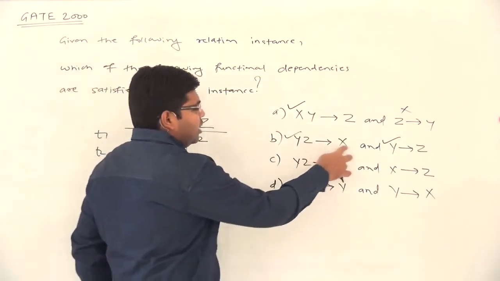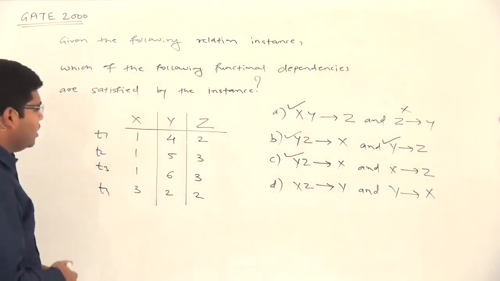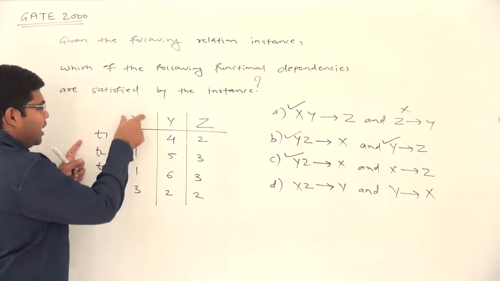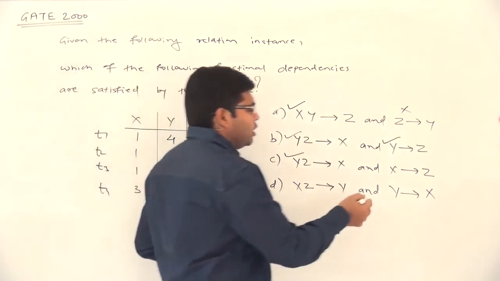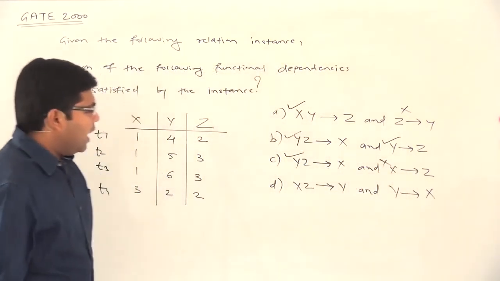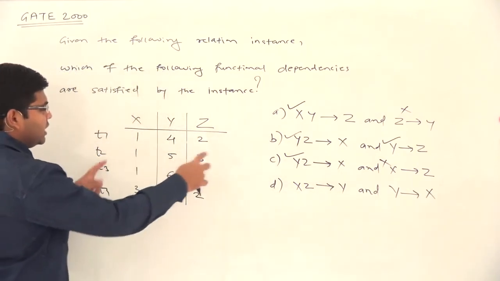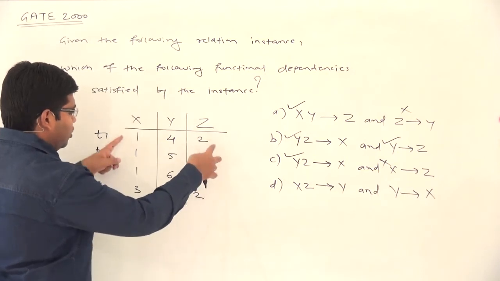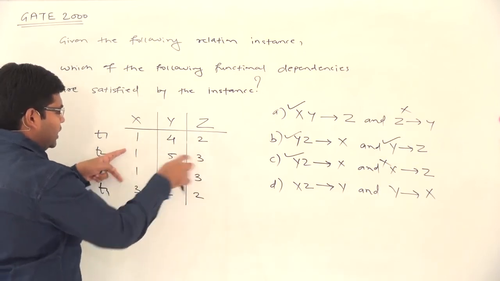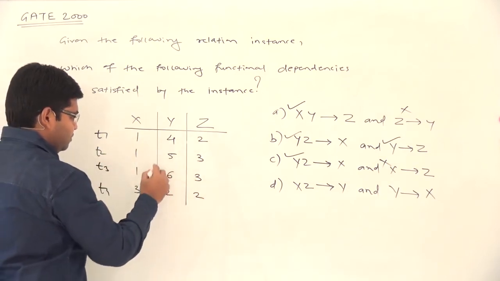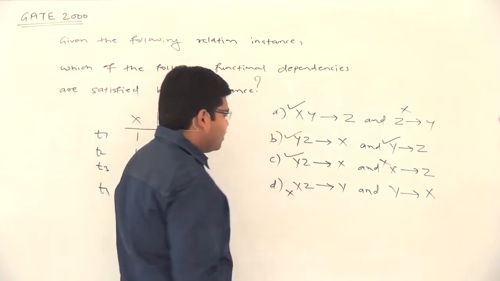Again YZ determines X; we have already checked, it's a valid FD. Let's check X determines Z. Here T1, T2 and T3 agree on the value of X, but there is no corresponding agreement on the value of Z, and that is why this particular FD will be violated. And let's check then XZ gives Y. Let's check the left hand side, which is XZ. Here there is an agreement between T2 and T3 on the value of XZ, 1 1 and 3 3, but there is no corresponding agreement on the value of Y. That's why this particular FD is invalid.